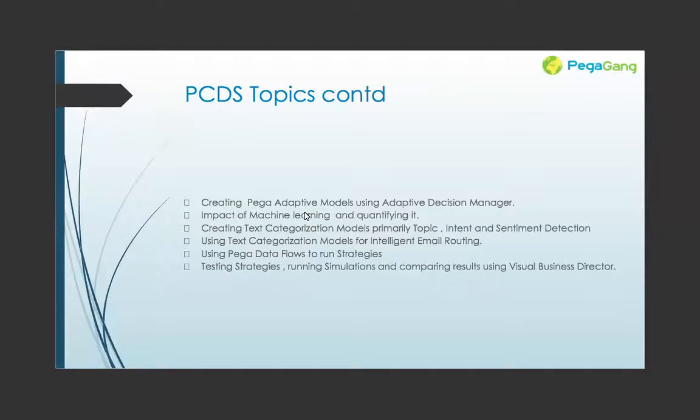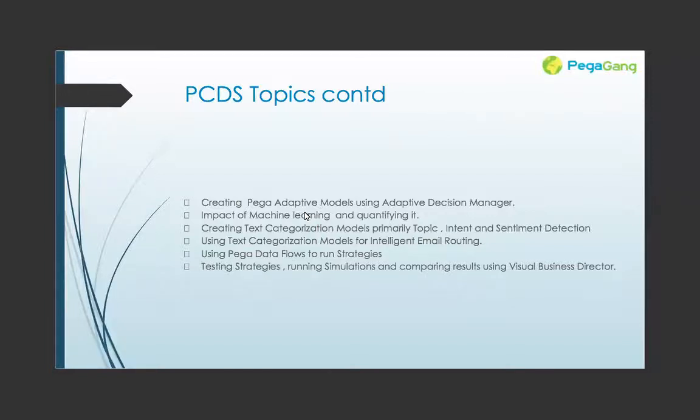Another modeling technique that we'll work on is text categorization models. So what are these? Text categorization models are basically models that identify topics, intents, and sentiments. We would discuss this in detail, but at a high level, topics are basically subject areas that you can identify from text and then do intelligent decision making on. Intent and sentiment go hand in hand.